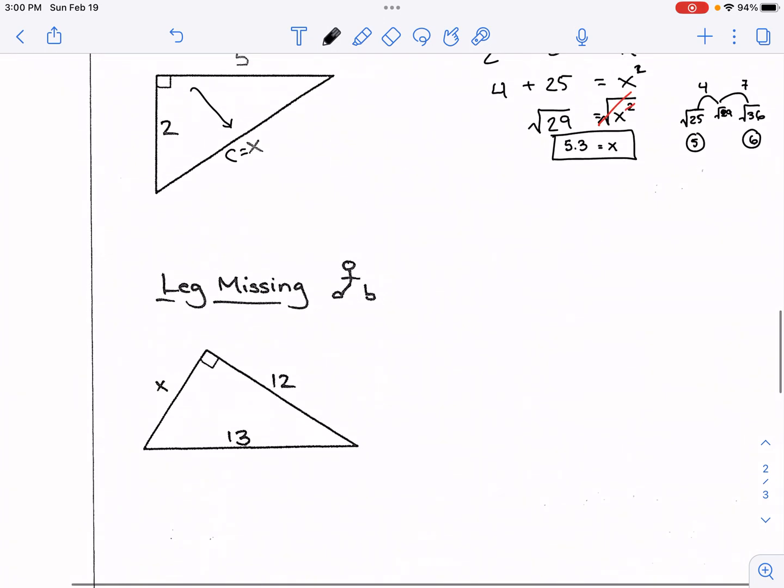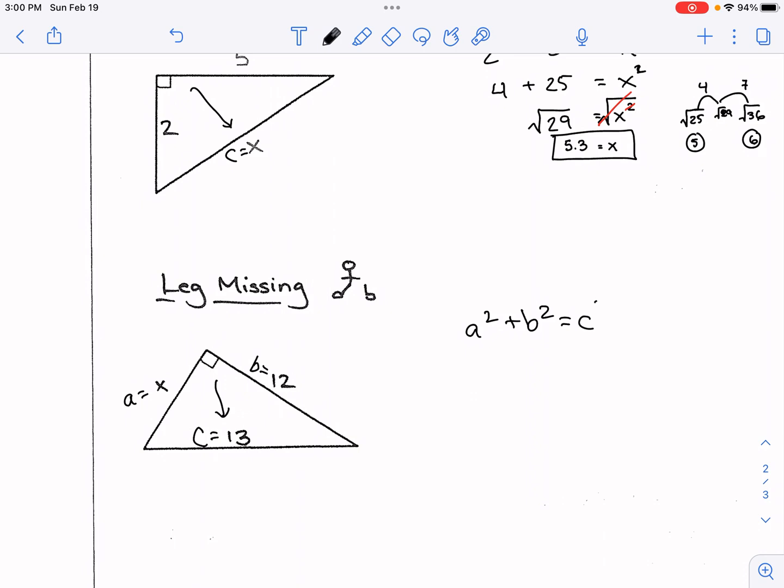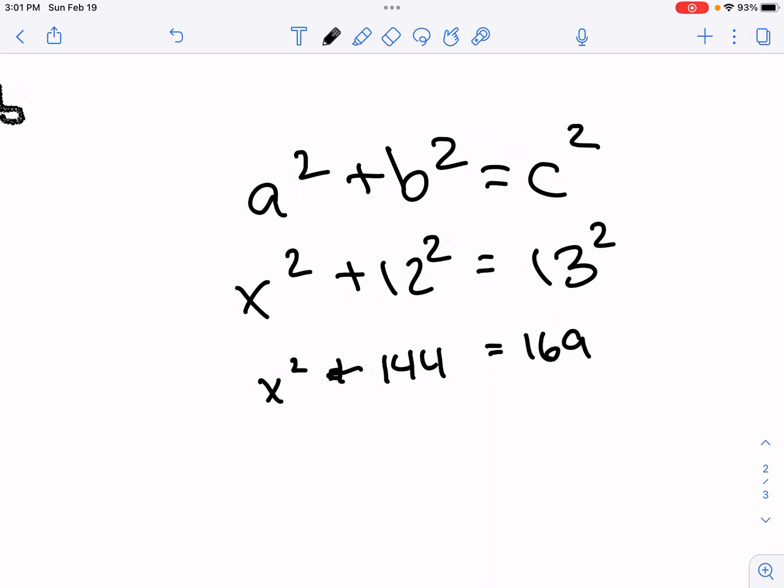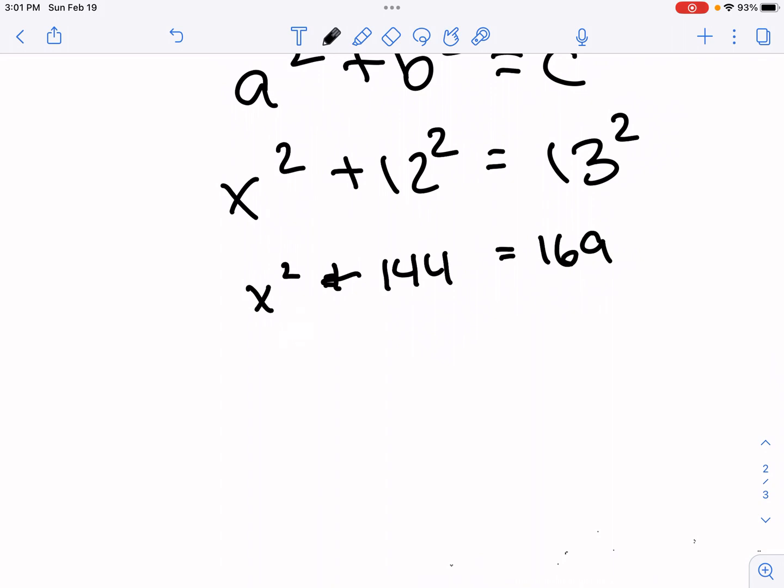Okay, and now the last part here, we're trying to find one of the legs. We're going to say that this is C, opposite. This 12 is B, and we'll say A is X. So again, rewriting the formula, we'll put x squared plus 12 squared, and our biggest number, 13 squared. Now, nothing's going to happen with x squared because we don't have a value for it, but we can simplify our numerical terms. So 12 squared is 144. 13 squared is 169.